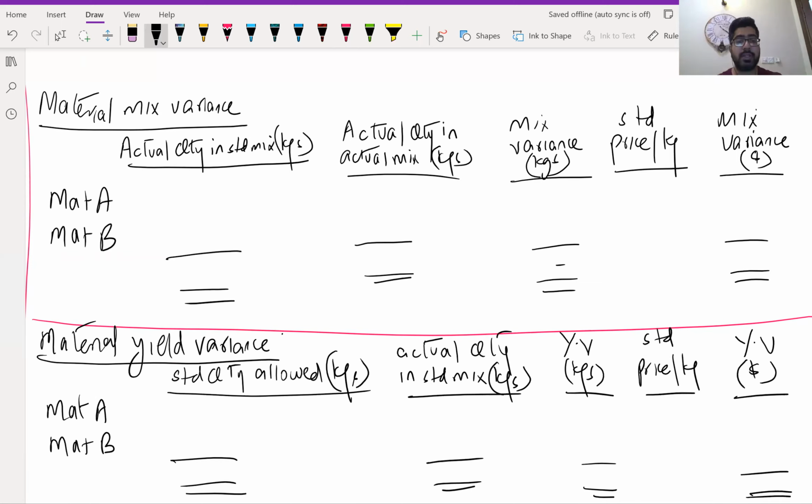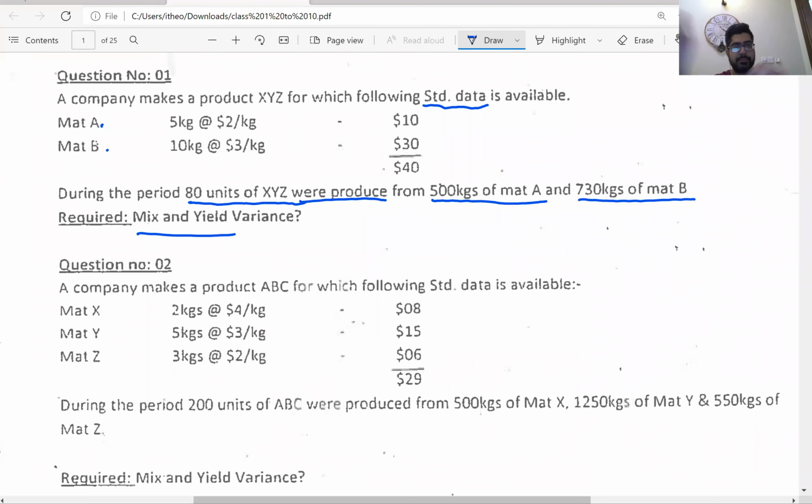This is what you should learn and go in the exam, because after this, the only issue will be the number entry. You just have to enter the numbers from the question, that's it. So in this question, I was asked to find material mix and material yield variance. Question number 1, a company makes a product XYZ for which the following standard data is available. Material A, 5 kgs, 2 per kg, 10. Material B, 10 kgs, 3 per kg, 30. Total is 40. During the period, 80 units of XYZ were produced from 500 kgs A, 730 kgs B.